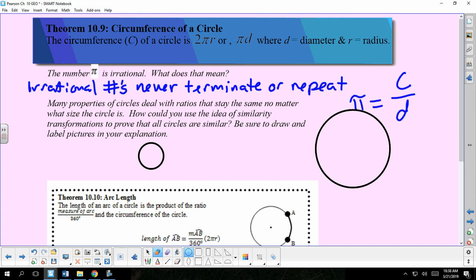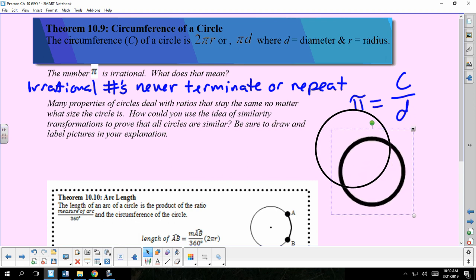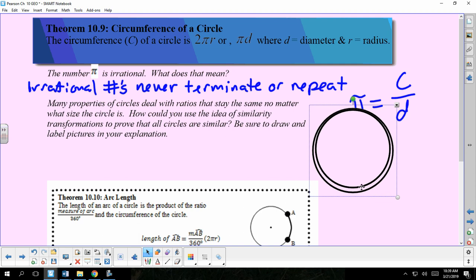And remember similarity transformations. Right? We wanted to be able to move one figure on top of the other, and then dilate it to the correct size. So let's see if I can do that with this little circle here. Take this, drag it. So I'm doing a translation. And then increase the size until it's perfectly on top. So my similarity transformation, I translate it and then dilate. Any circle can be dilated to equal any other circle. So all circles are similar to each other.